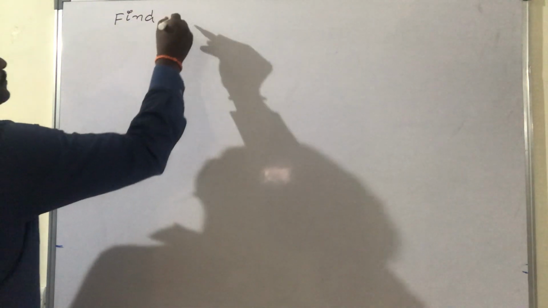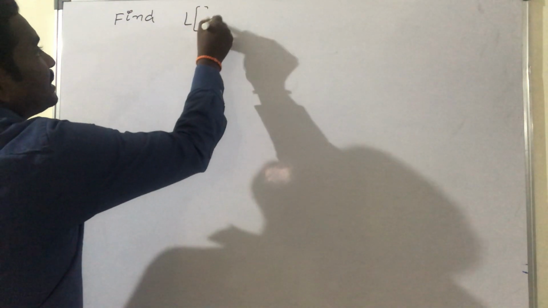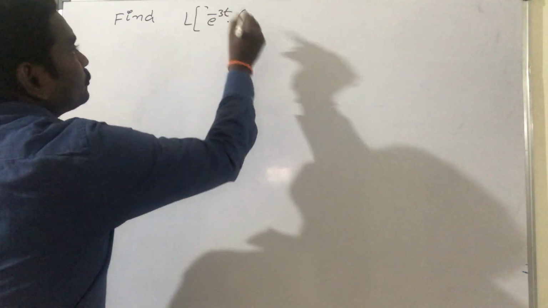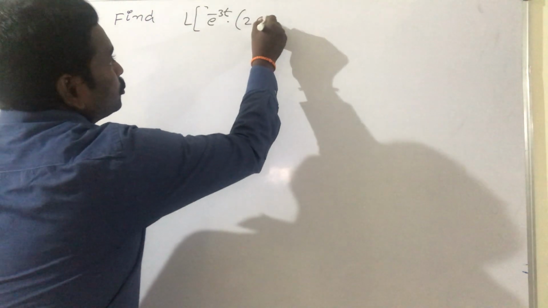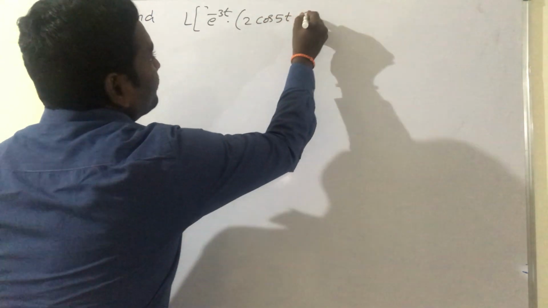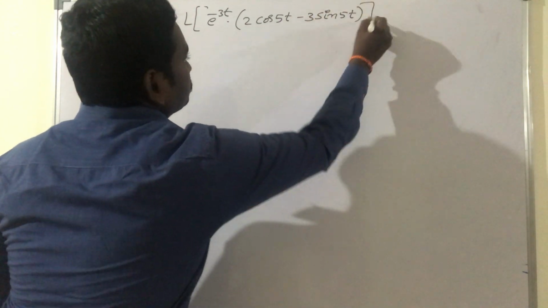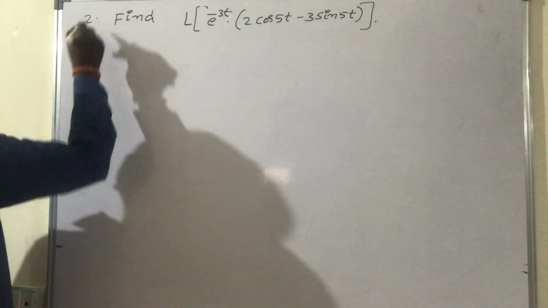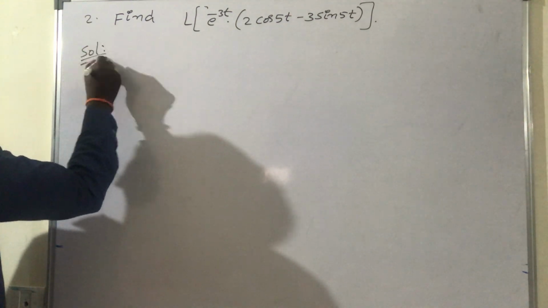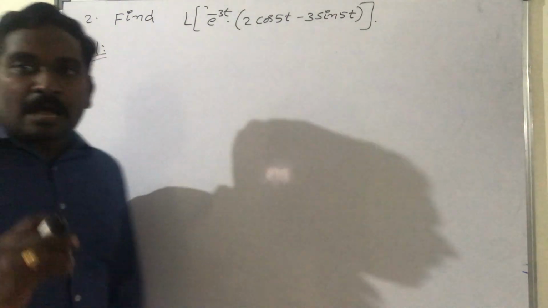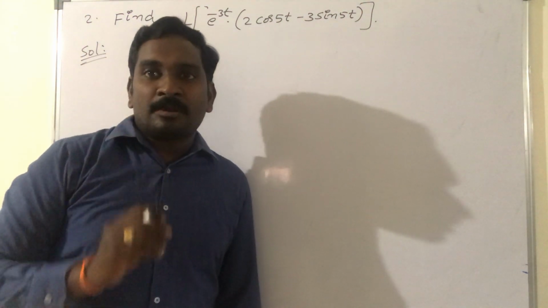Find L of e power minus 3t into 2 cos 5t minus 3 sin 5t. Second one. Okay. Solution. So first observe the structure of the given problem.